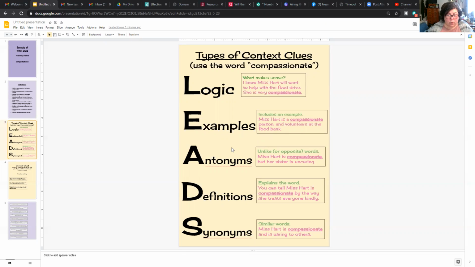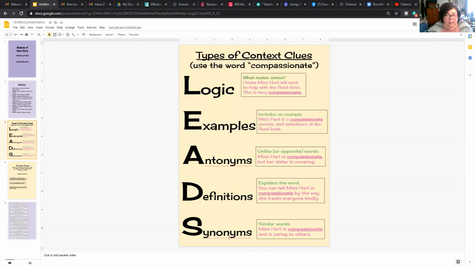Antonyms is using an opposite word or words in order to define what the word is. So Miss Hart is compassionate, but her sister is uncaring. The opposite word is uncaring. So the opposite of uncaring would be caring. Excuse me. We can also use definitions, but not in the dictionary sense of the word. When in the course of the text, it's giving you what the meaning of the word is. So it explains the word. You can tell Miss Hart is compassionate by the way she treats everyone kindly. So there is a definition there. The way she treats everyone kindly means that she is compassionate.